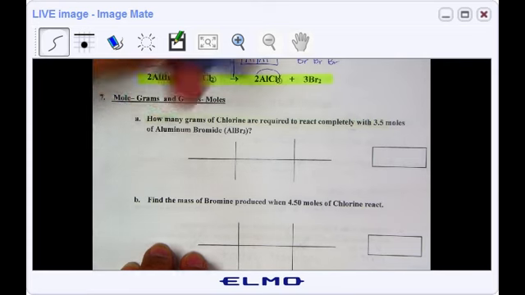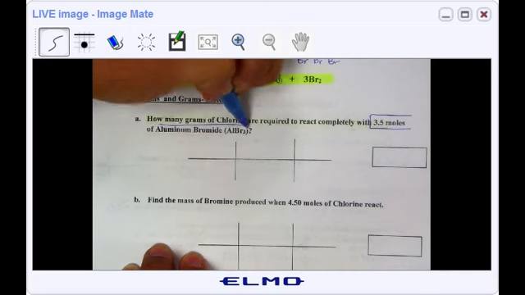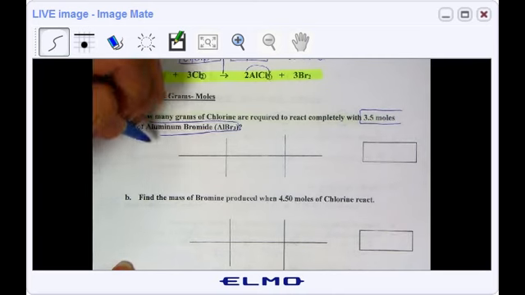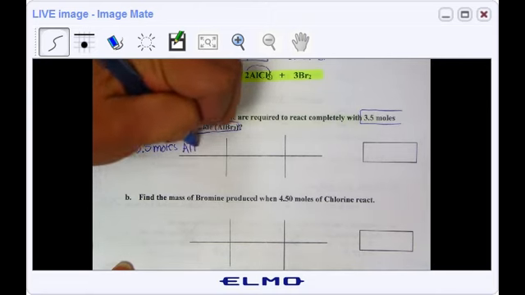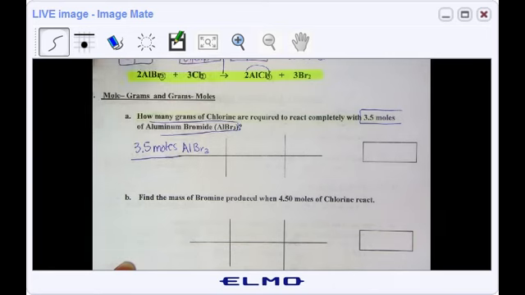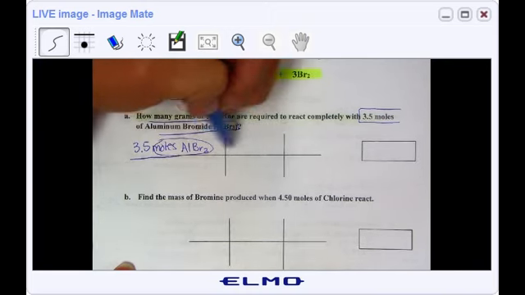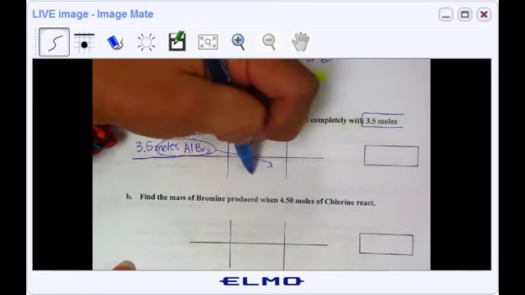Before I read it, I'm just going to look at what I am given. 3.5 moles of aluminum bromide. Whatever you're given will always go in the top left-hand corner. Always, always include the unit. Do not just write 3.5. Do not just write 3.5 moles. It's very important. That's why I keep saying it. So then whatever's here goes here in this box.